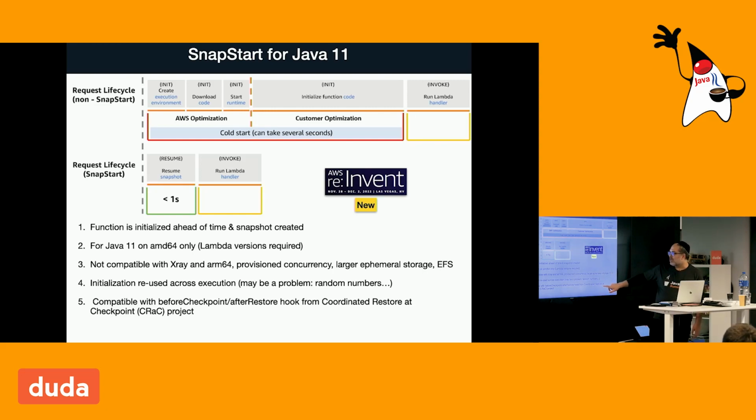Also, you can use hooks, before checkpoint and after restore, to put some code before the snapshot and after the snapshot. For example, if you have something requiring a connection that is in the init part, you can restore the connection after the snapshot, something like that. So this is important, and you have the possibility to do it. It's using CRaC, which is an open source project.